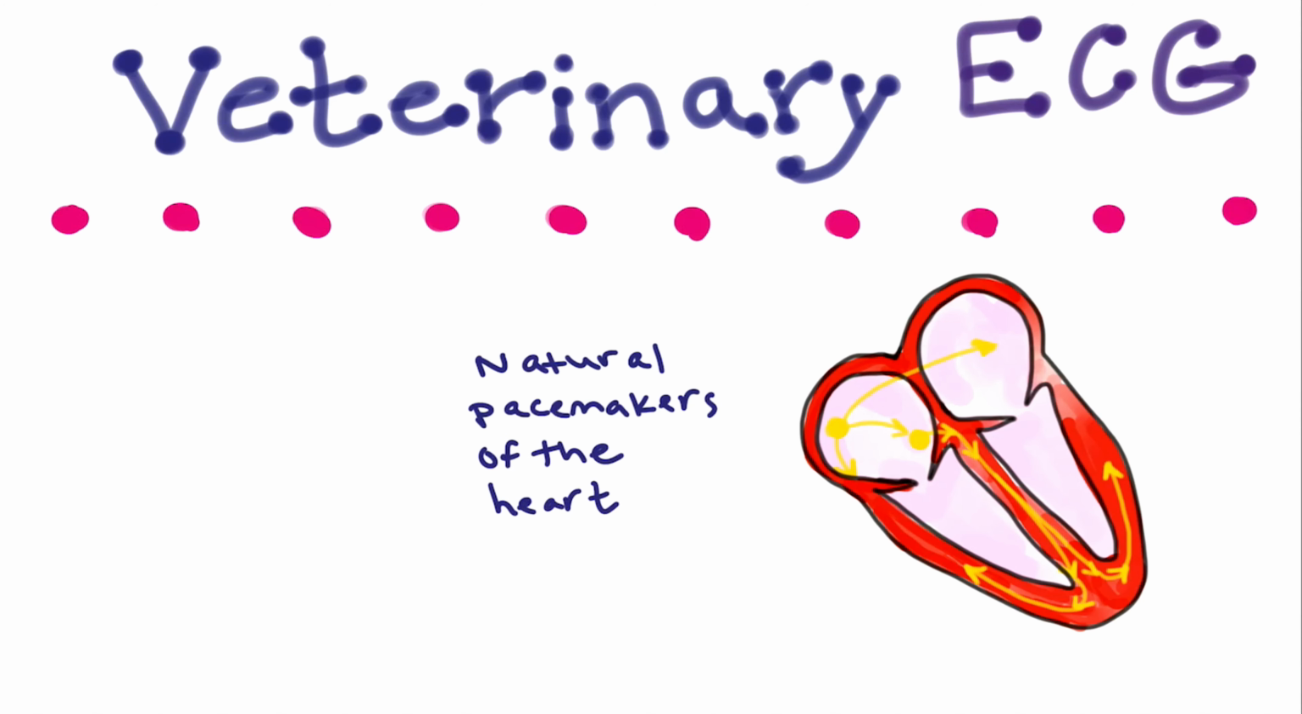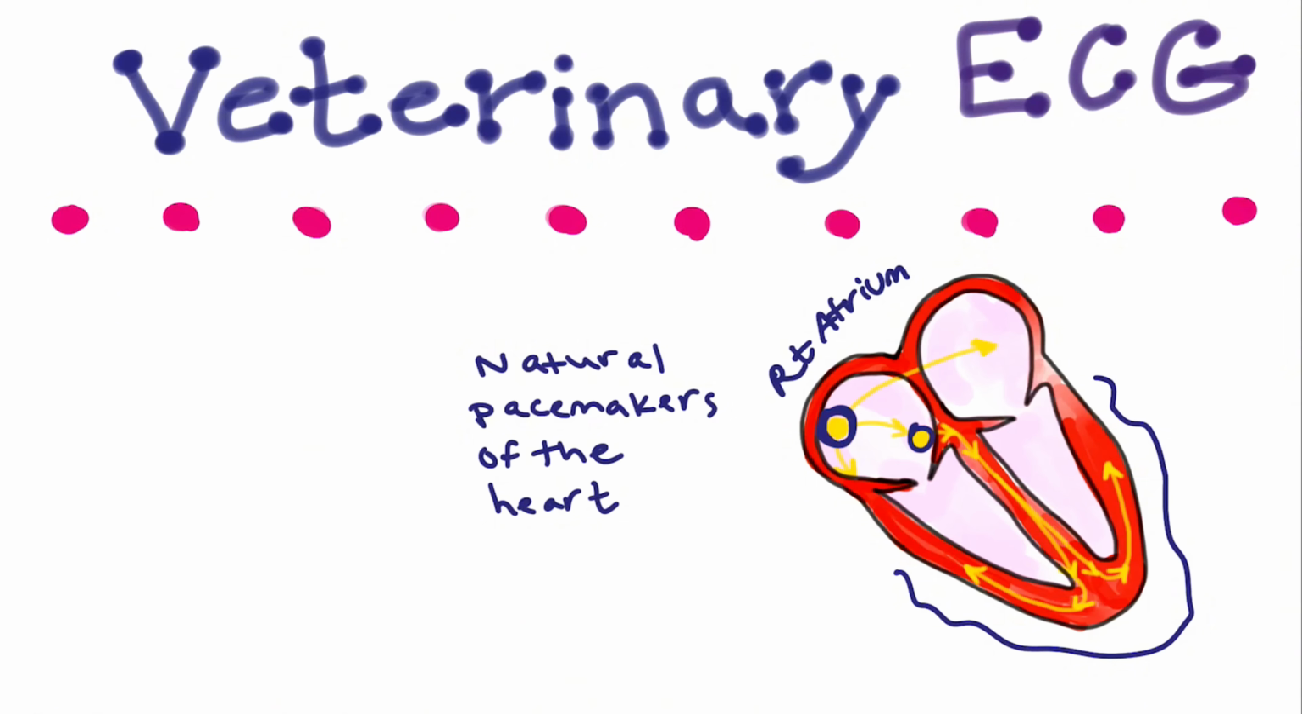The most important grouping of these cells are in the SA node of the heart. The SA node is a small crescent-shaped mass of tissue in the right atrium. It's the main pacemaker of the heartbeat. The other pacemakers only take over if the SA node stops working.